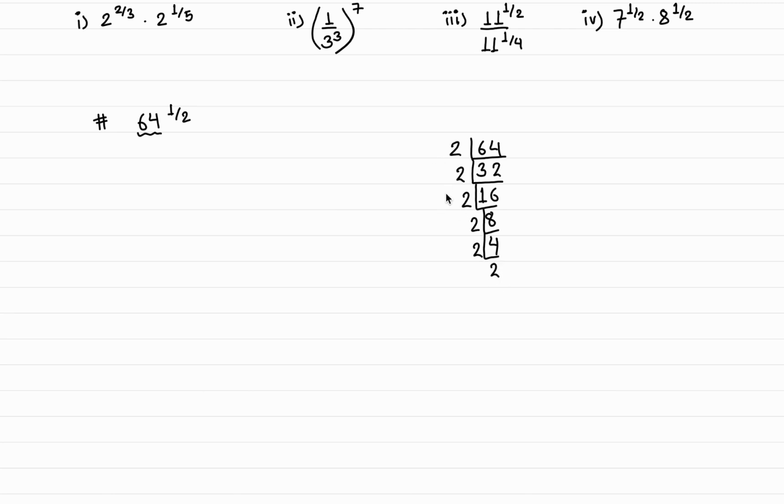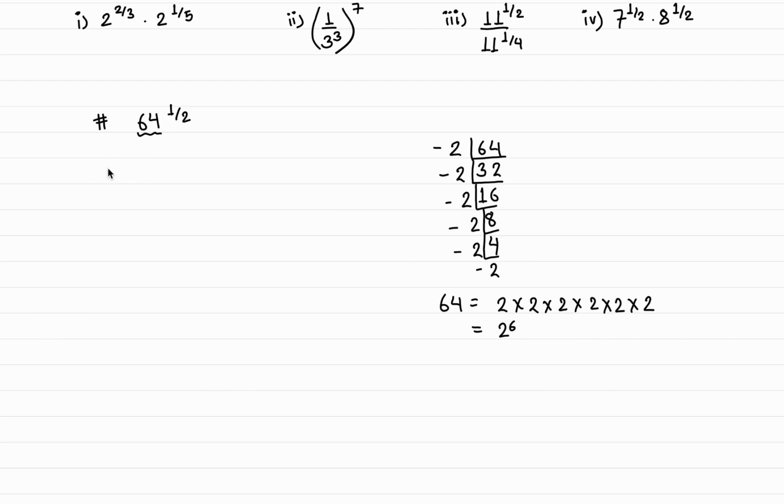So how many 2s do we have? Let's count. We have 1, 2, 3, 4, 5, 6 2s. So 64 is equal to 6 2s, right? So 2 times 2 times 2 times 2 times 2 times 2. We can write this as 2 to the power 6 since there are 6 2s.